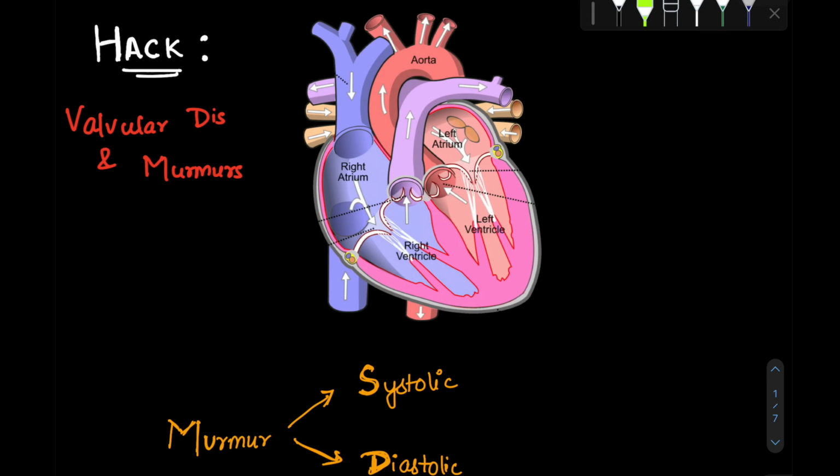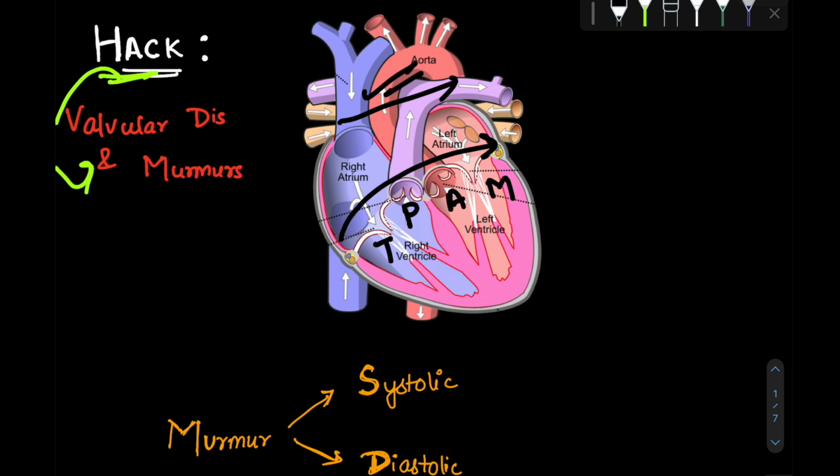In this video, I'm going to talk about one hack, how you can remember valvular disease and their murmurs. So basically, you have to remember this diagram. It's just a basic diagram of the heart. Here you have to know this is tricuspid valve, this is pulmonic, this is aortic, and this is mitral valve. This sequence is important. If you know this image, you don't have to learn the sequence separately.